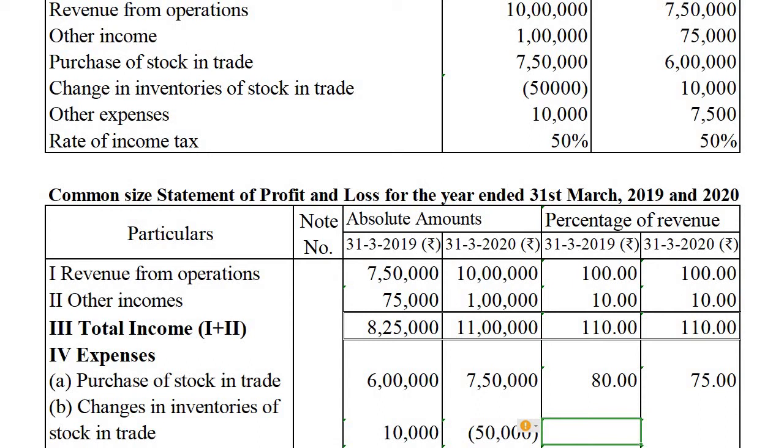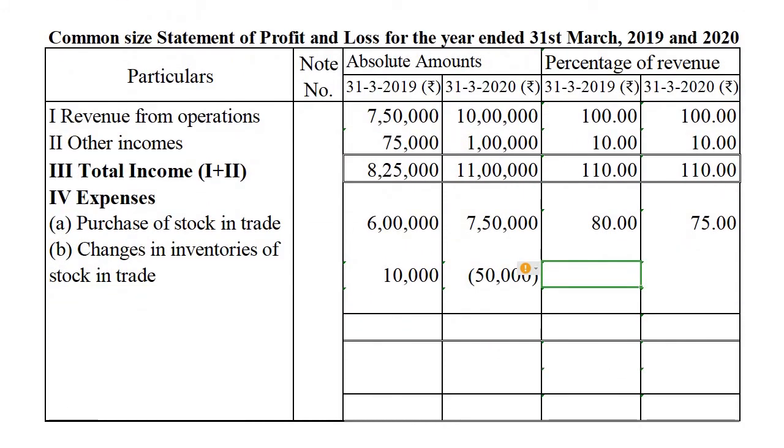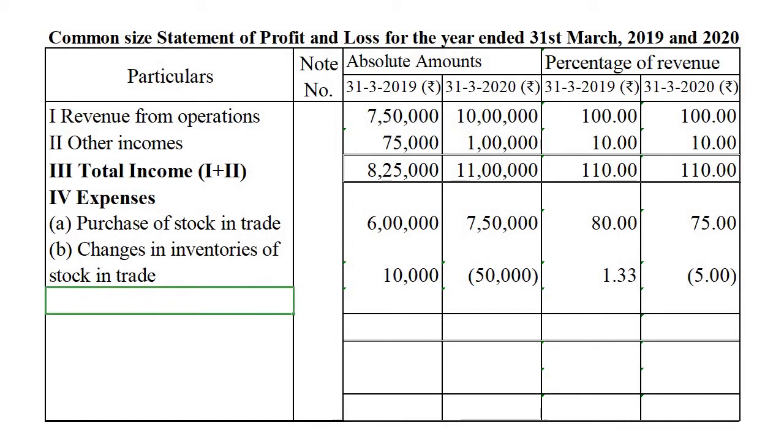So for the previous year, percentage will be 10,000 divided by 7,50,000 into 100. Every time it should be compared with the revenue from operation. Next, 50,000 divided by 10 lakh into 100. We will get 5%. That will be minus because 50,000 is minus.